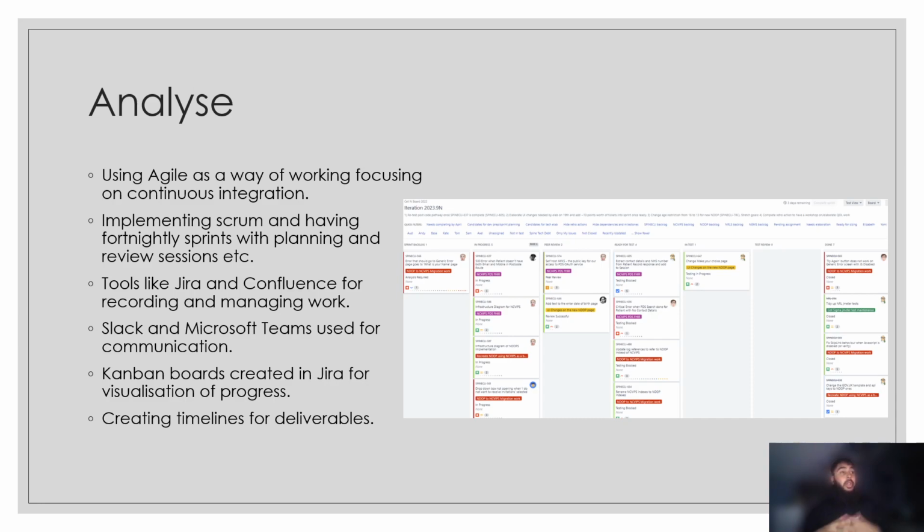And I used Jira to create a Kanban board, which you can see in the image, which helped me visualize the progress of the tickets and what was going on. I could see the tickets at each different stage, the sprint goals at the same time, and apply any filters that I needed, and see who was assigned to what.